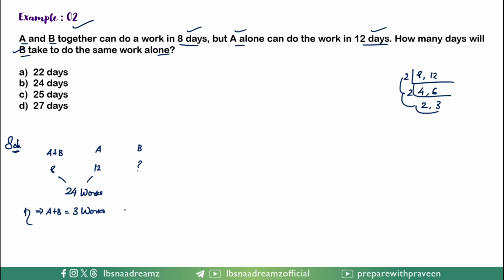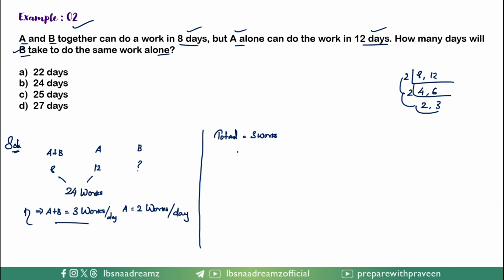Efficiency of A: 12 2s are 24, 2 works. So A and B can do 3 works in a day. We can say 3 works per day. Similarly, A can do 2 works per day. So now we know totally there are 3 works.